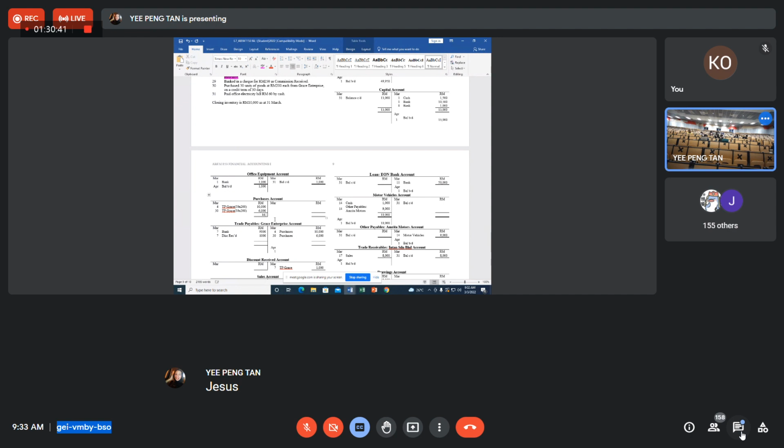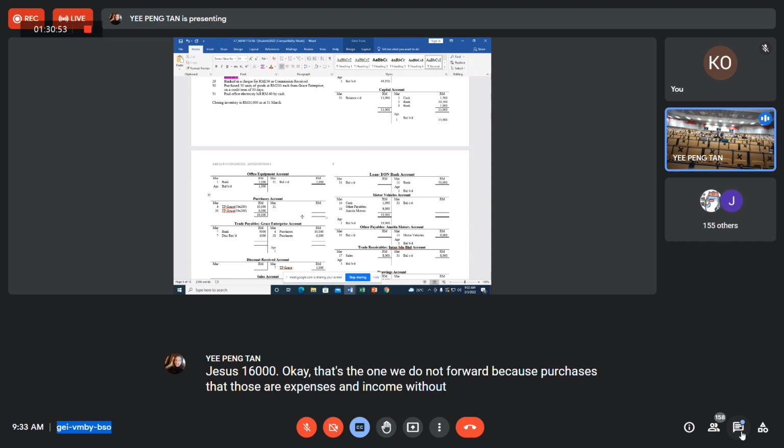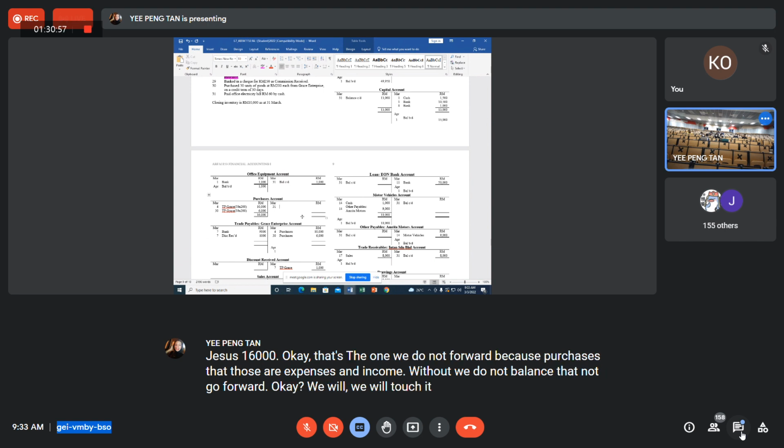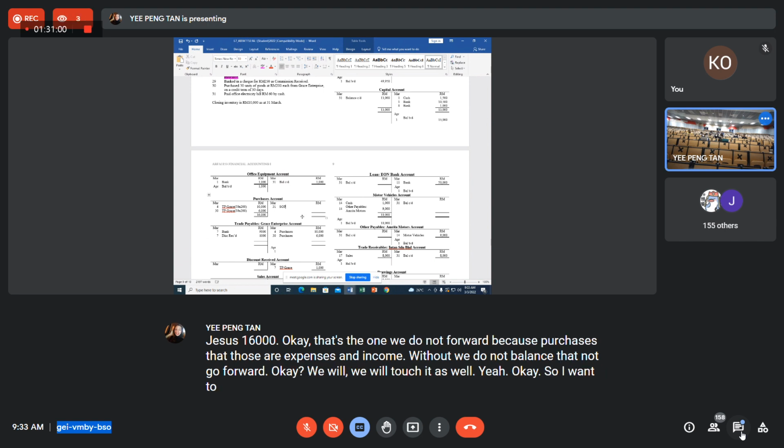Purchases, 16,000. This one we do not bring forward, because purchases are expenses, and for income and expense accounts we do not balance them or bring them forward. We will charge it to SOPL. So I want you to put SOPL. This one you put SOPL, eventually 16,000.